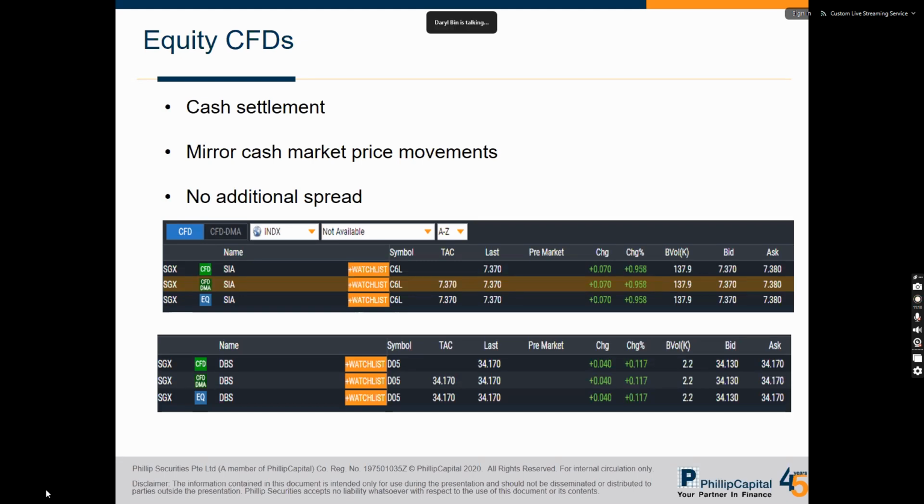For equity CFD, these are all cash settlement and it mirrors the price movement of the stock. From this photo, you can see that there's no additional spread. You can see the bid ask for the stock, CFD, and DMA all have similar pricing. There is no additional spread. And like what I said earlier, CFD is a derivative product.